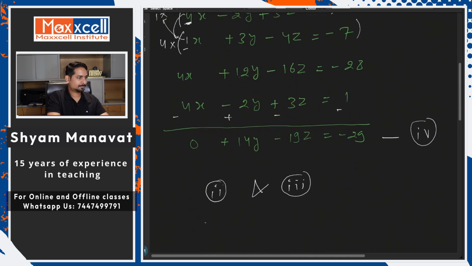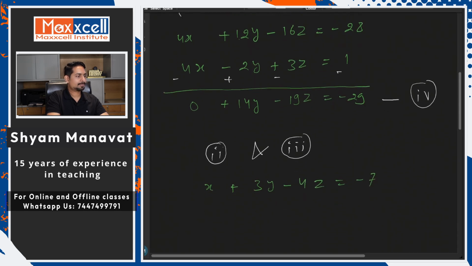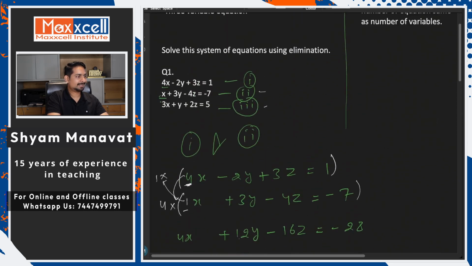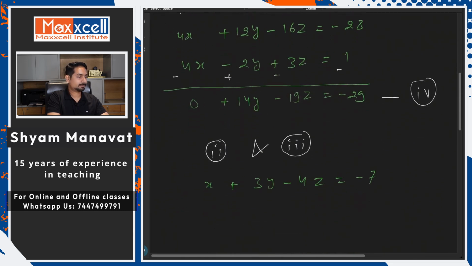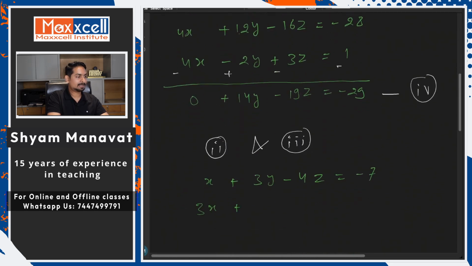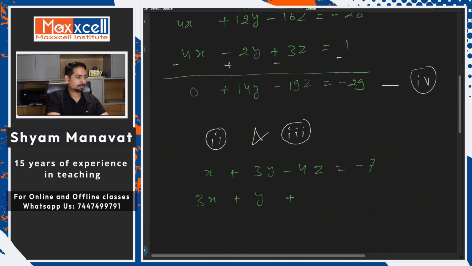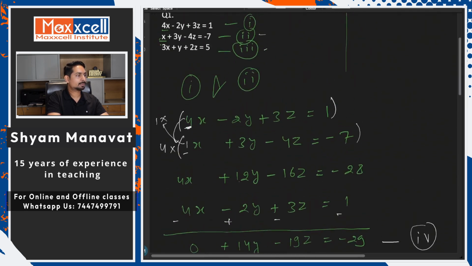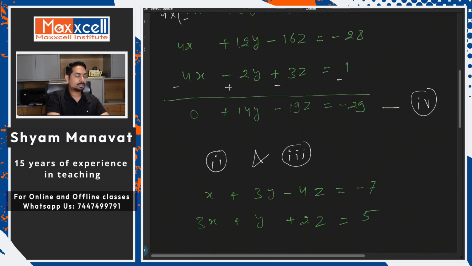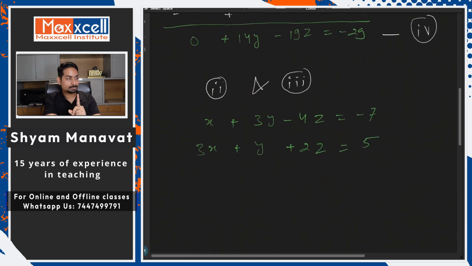X plus 3y minus 4z equal to minus 7. Now the third equation is 3x plus y plus 2z equal to 5. Now you have to listen to this carefully.